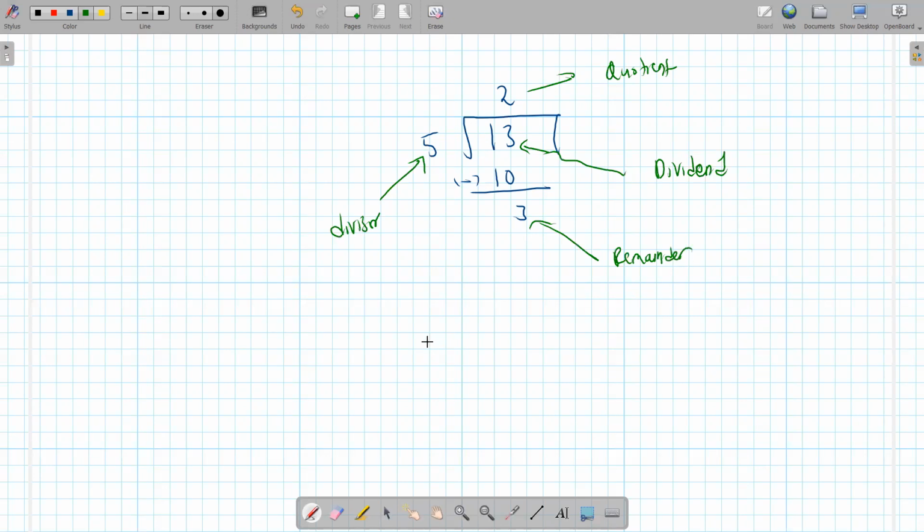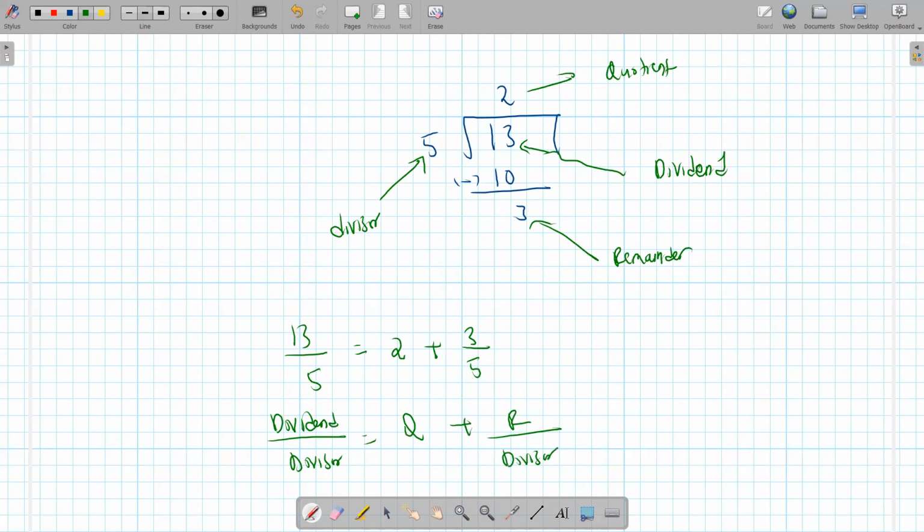So what is this problem? Actually, this problem is 13 over 5, yeah? You can rewrite this as 2 plus 3 over 5. In other words, dividend over divisor, you can write that as equal to quotient plus remainder over the divisor.